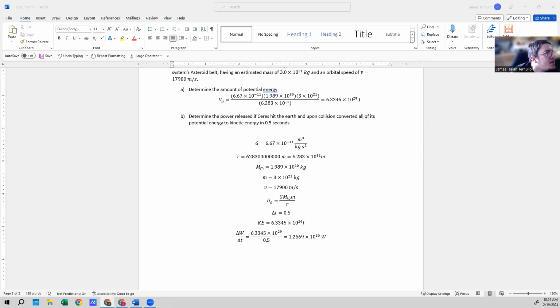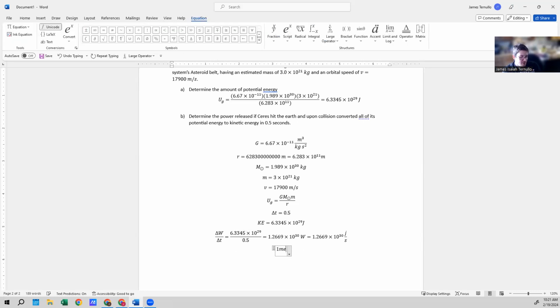And so I just want to give you guys a physical sense. Remember that a watt is equivalent to a joule per second. And what I want to show you guys is how many megatons of TNT this is, because it's a ginormous amount. And what we're going to say is that 1 megaton of TNT is equivalent to 4.184 times 10 to the 12 joules.